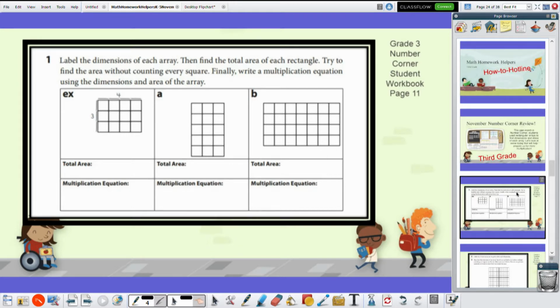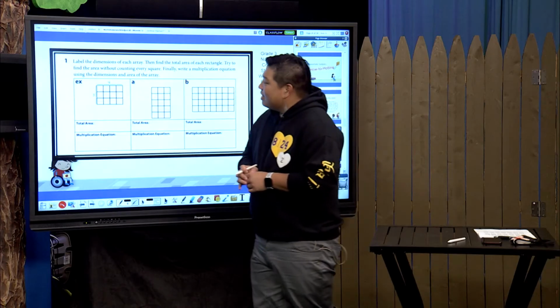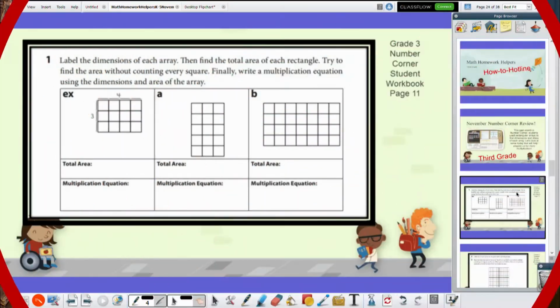Ooh, multiplication. All right, so number one says label the dimensions of each array. Then find the total area of each rectangle. Try to find an area without counting every square. Finally, write a multiplication equation using the dimensions and area of the array.